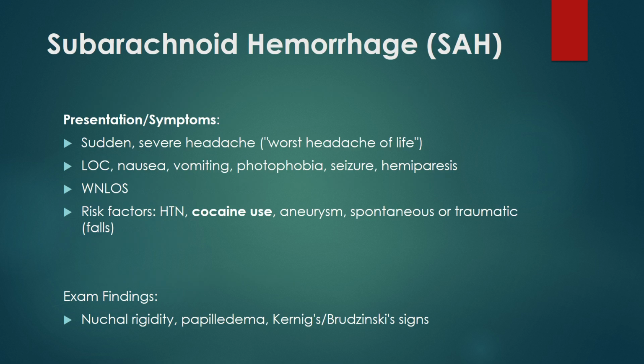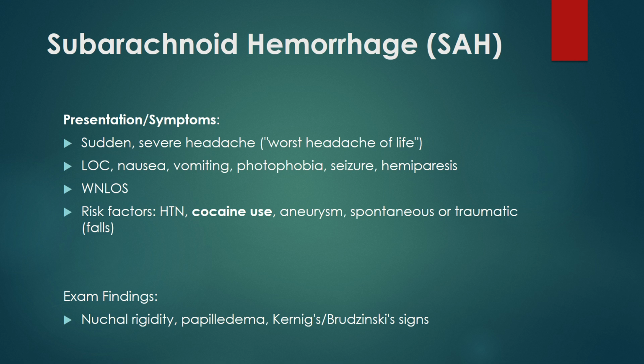Okay, so starting with our number one cause, that is subarachnoid hemorrhage, how your patient is going to present to you. They will present with sudden severe headache, and they can state it as the worst headache of their life. They can have loss of consciousness, nausea, vomiting, photophobia. These are severe symptoms that are associated with subarachnoid hemorrhage, that are seizures.